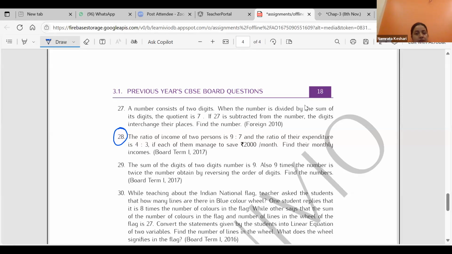Ma'am, is it 9x minus 4y equals 2000 and 7x minus 3y equals 2000? Let's check it. Yeah, it seems so. So the ratio of income of two persons: the first person's income is 9x and the second person's income is 7x. And the ratio of their expenditure is 4 is to 3, so the first person's expenditure is 4y and the next person's expenditure is 3y.